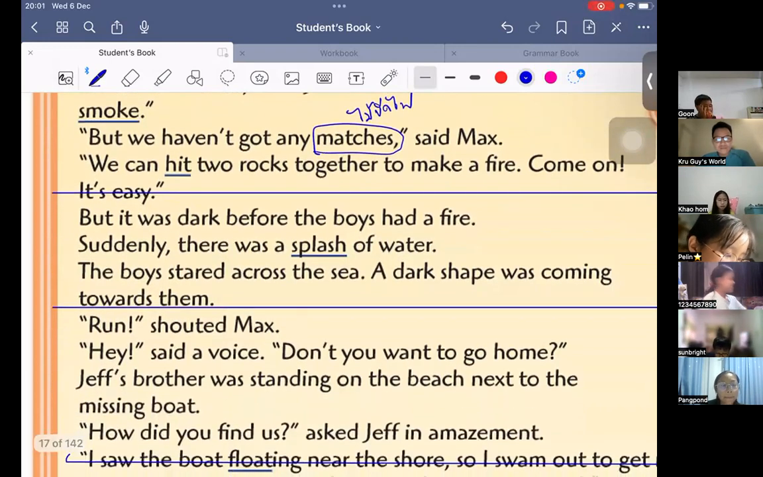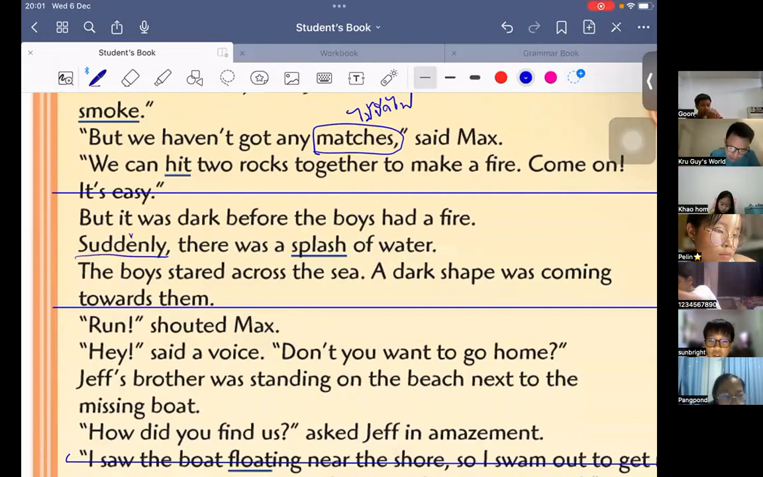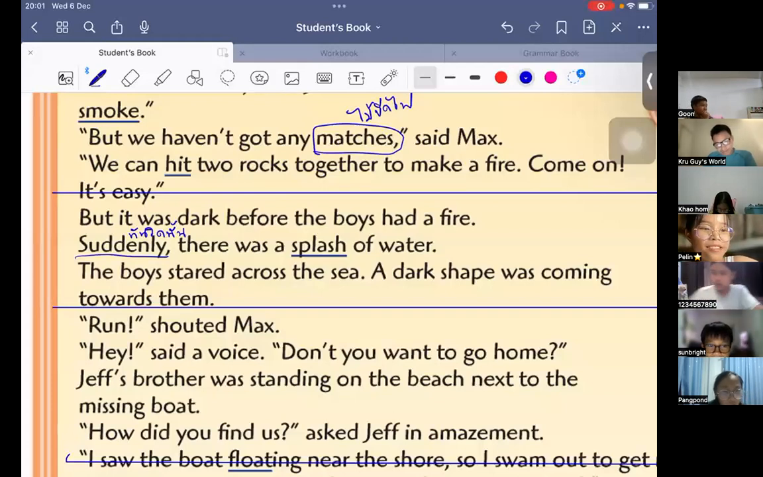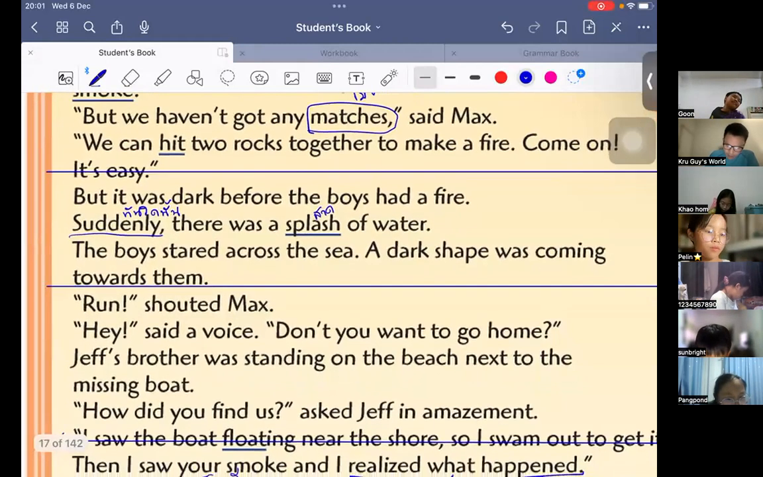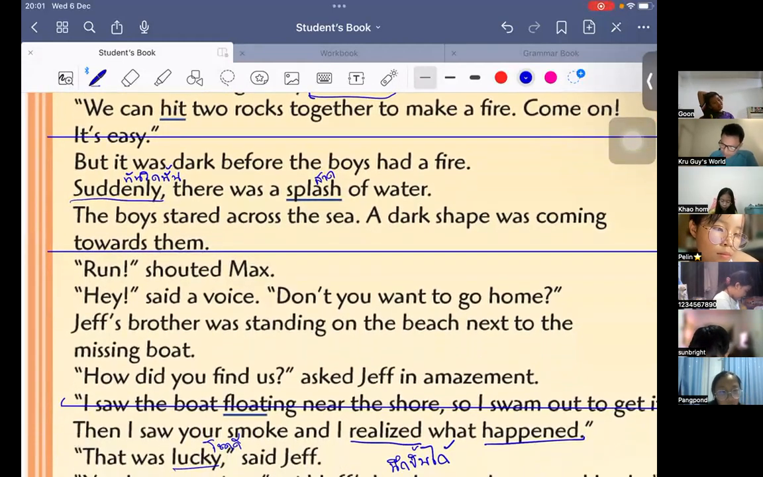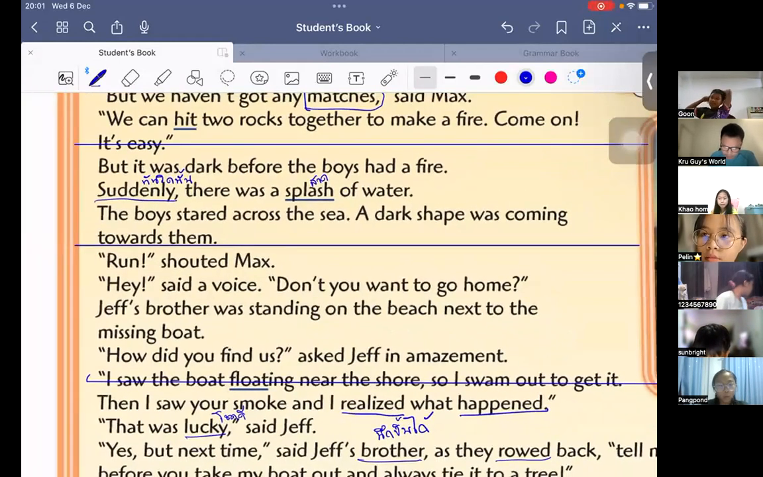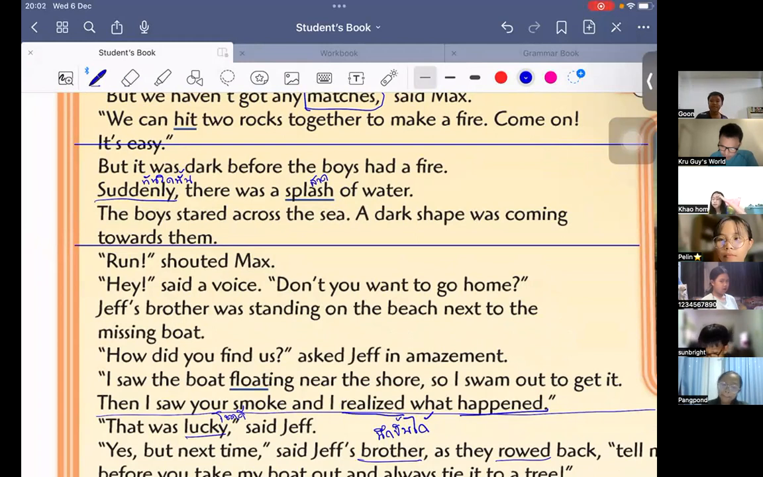But it was dark before the boys had a fire. Suddenly, there was a splash of water. The boys stared across the sea. A dark ship was coming toward them. Okay, finish it. "Run," shouted Max. "Hey," said a voice. "Don't you want to go home?"